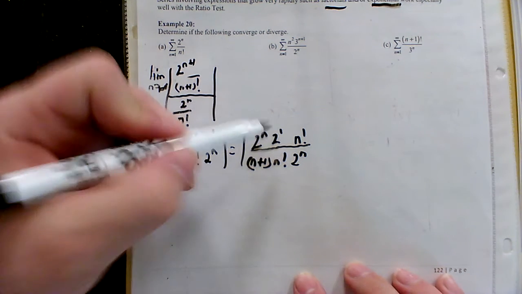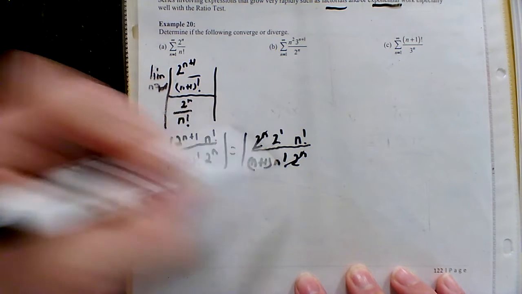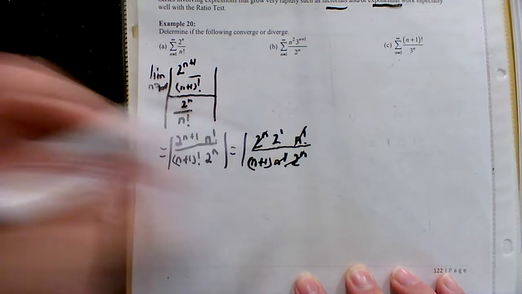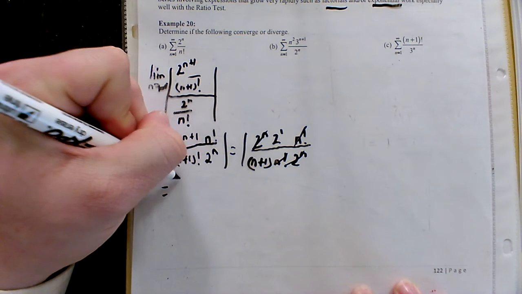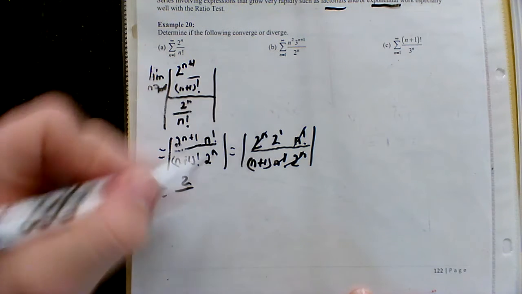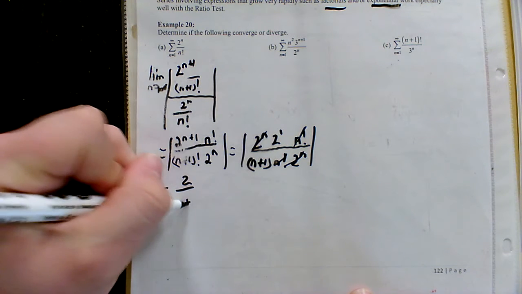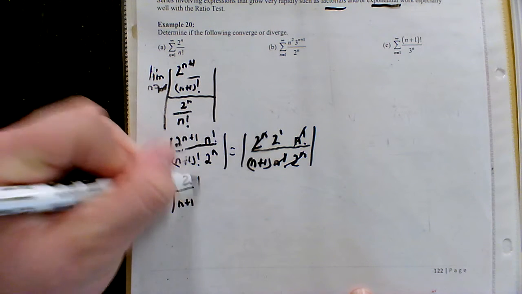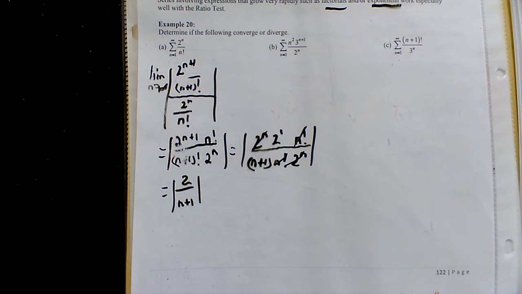Now, what all cancels? Well, we have a 2 to the n and 2 to the n that cancel. We have an n factorial and an n factorial that cancel. That's pretty nice. So it leaves us with 2 on top and n plus 1 on the bottom. Remember, we're in absolute values.